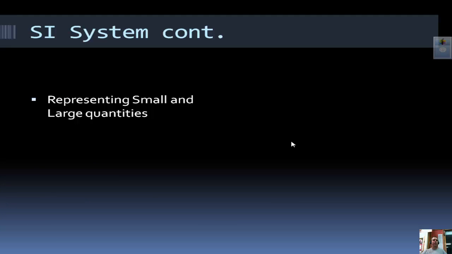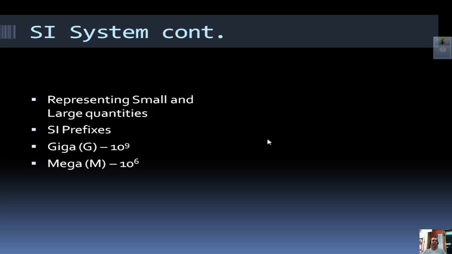Talking a little bit more about the SI system. The other thing the SI system did, other than come up with some common base units, is come up with a system that allowed them to represent very large and very small quantities. What they did is come up with some SI prefixes, and I'm going to list them from largest to smallest. Giga just means 10 to the ninth. Mega is 10 to the sixth. Kilo is 10 to the third.